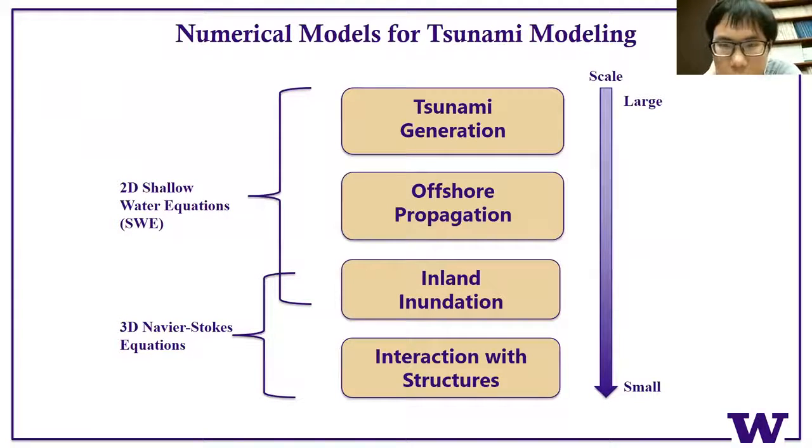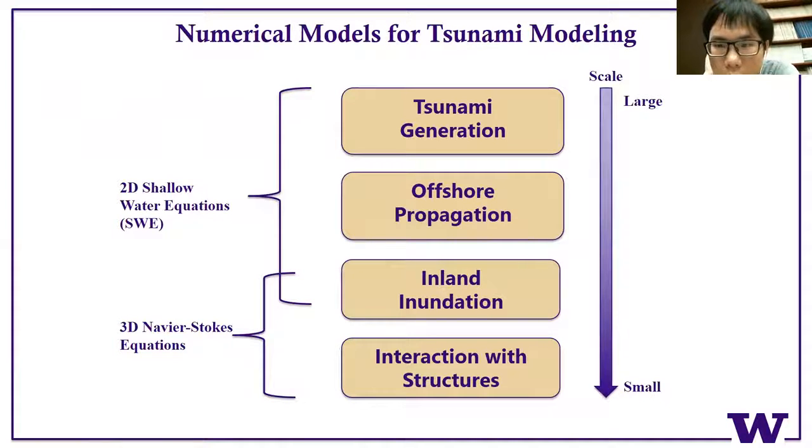And here, a tsunami actually consists of several steps, and here I divided it into 4 steps. So the first step is the tsunami generation. Here we were talking about a tsunami generated by an earthquake under the sea, and after that it will propagate toward the shoreline. And then after it arrives at the shoreline, we have inland inundation of the tsunami. And then after that, the tsunami will interact with coastal structures like bridges and buildings inland.